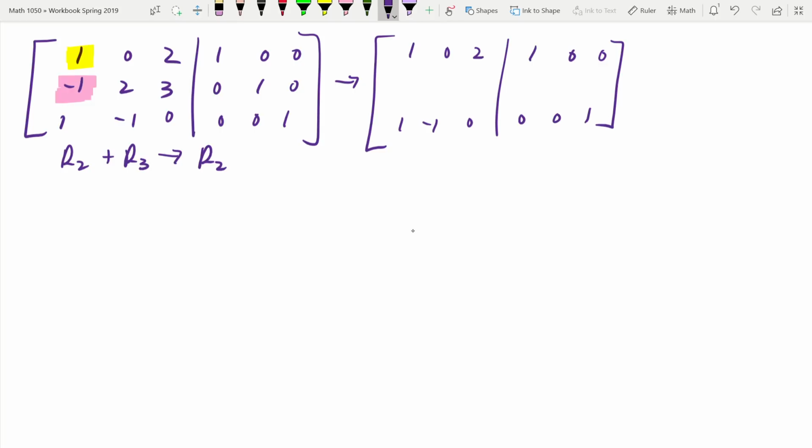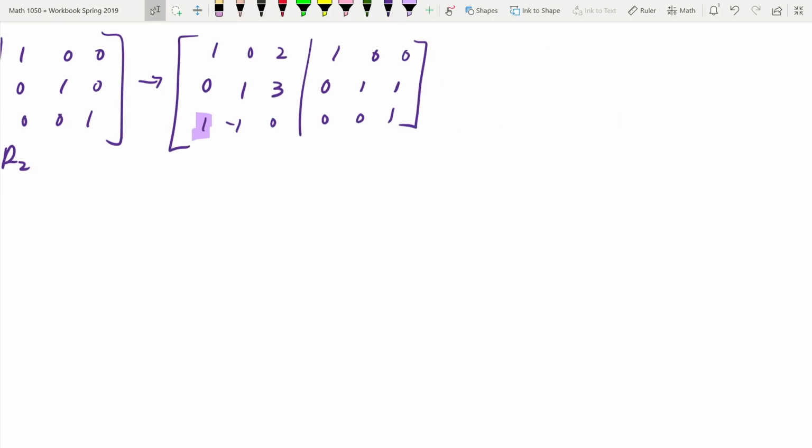-1 plus 1 is a 0. -2 minus 1 is a -3. 3 and 0 is a 3. 0 and 0 is a 0. 1 and 0 is a 1. 0 and 1 is a 1. The next thing I need is a 0 here. Okay, I could go row 1 minus row 2, or row 1 minus row 3, or row 3 minus row 1. I do not see a benefit from one to the other.